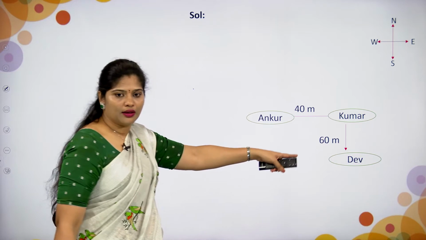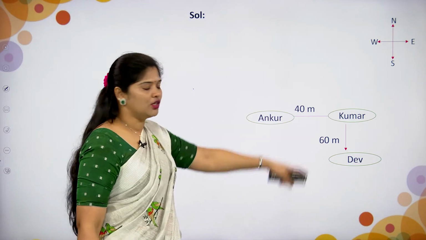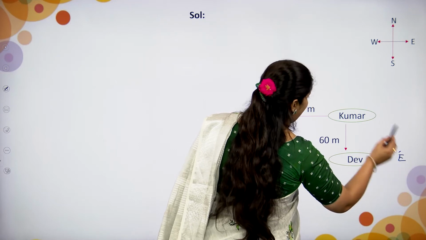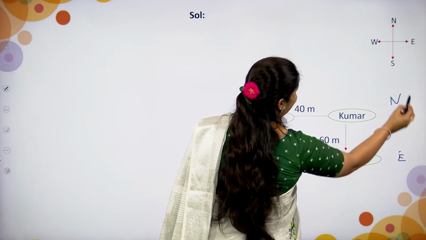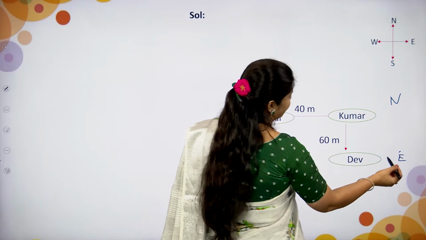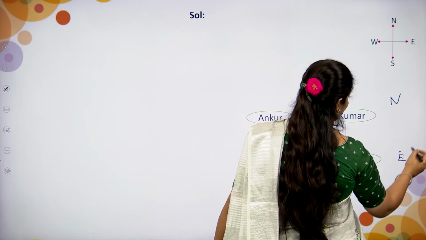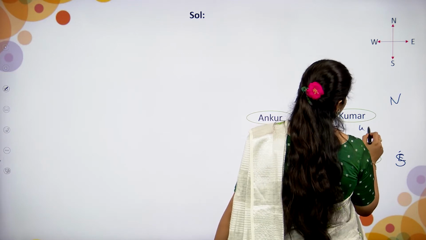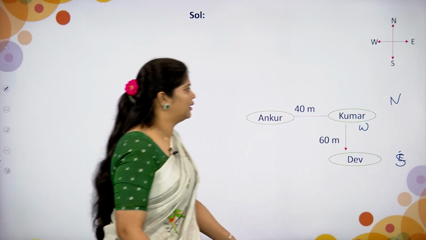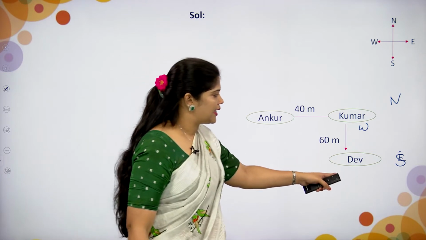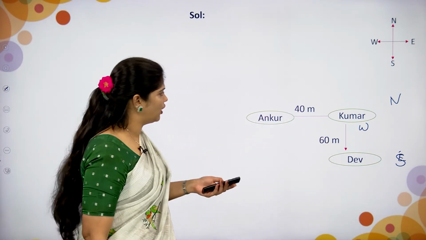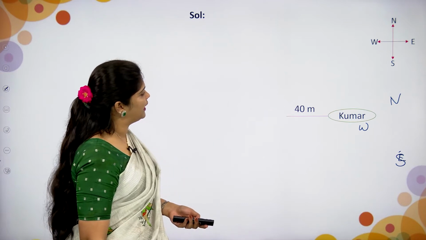Okay, Dev is 60 meters north of Kumar, because this is the east direction and this is the north direction, and this is the east direction and back is the west direction. Okay, this is south and this is north. Dev stands here, Kumar is 60 meters north. So, 60 meters north. Next point is what?